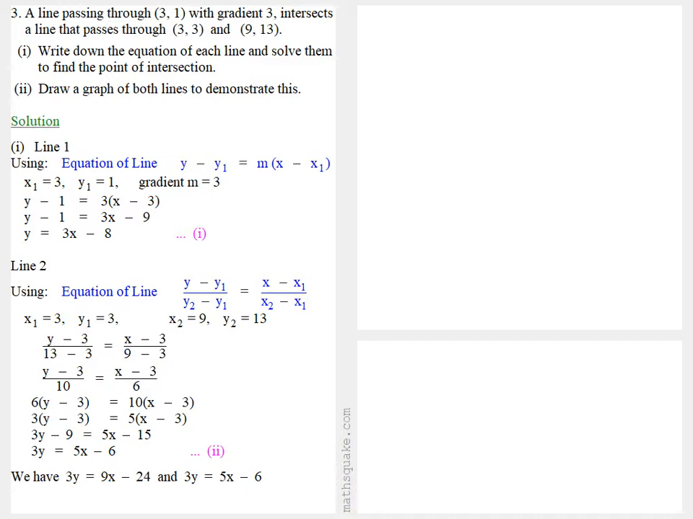For our second line, we have to mark the points 3, 3 and 9, 13, and then just join them with a straight line. Now we can see that the lines intersect at the point 4.5, 5.5. In other words, x is 4.5 and y is 5.5.